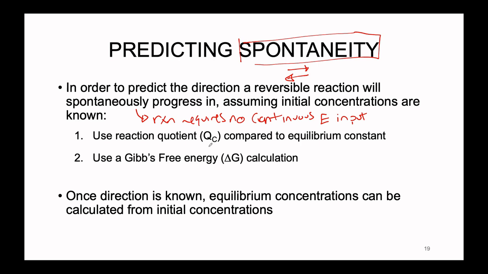There are two different ways that we can predict the spontaneous direction of a reaction. Either we can use the reaction quotient, which we will be describing shortly, or we can use our good old Gibbs free energy as described in chapter 14. We are going to be looking at a slightly modified version of Gibbs free energy that includes the equilibrium constant K. The main premise is that once your direction of the reaction is known, an equilibrium concentration for reactants and products can be found from initial conditions.